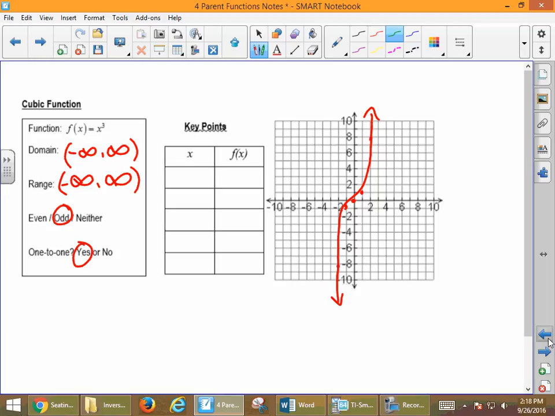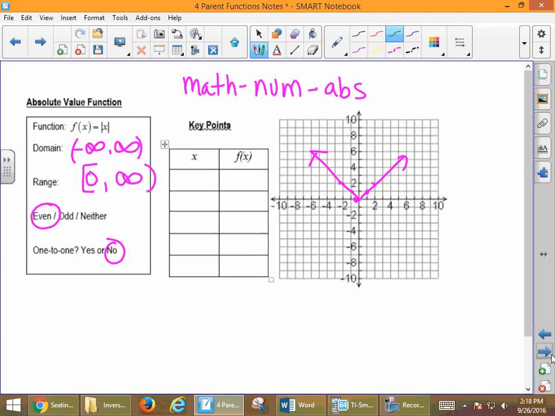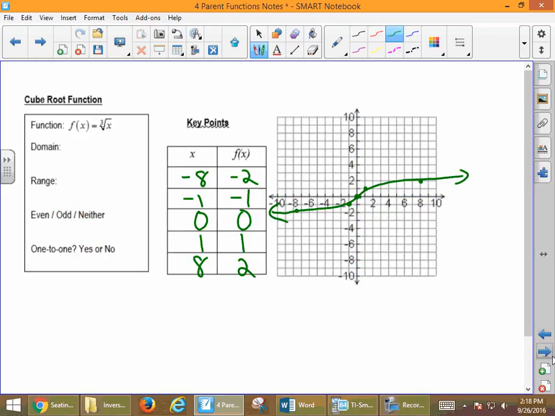So if we know what the domain and the range of this function are, please stay with me. I know it's hard. Our domain and range are also all real numbers in this function.